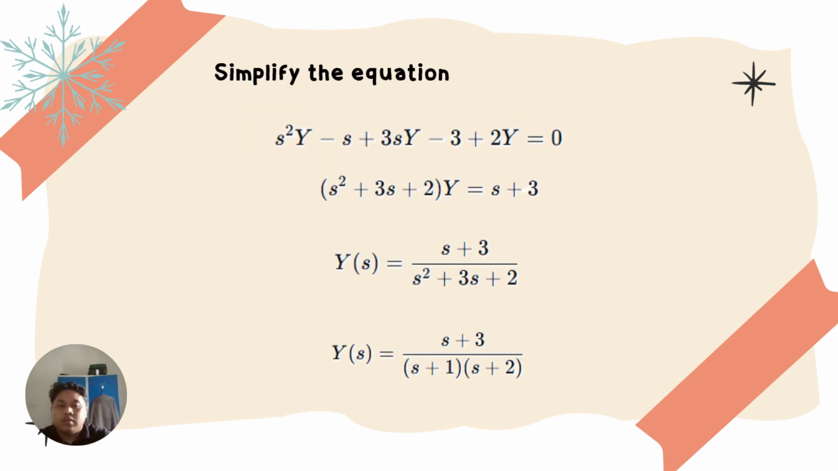Next, we simplify the algebraic equation by collecting all terms containing Y(s). After rearranging, we obtain Y(s) equals (s plus 3) divided by (s plus 1)(s plus 2). At this stage, the differential equation has been transformed into a simpler algebraic expression, making it easier to solve.